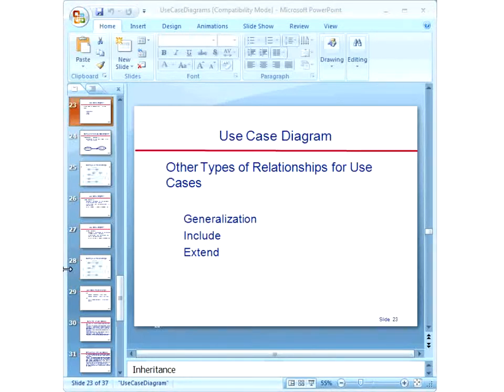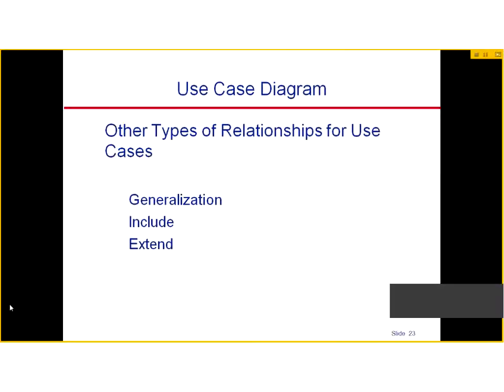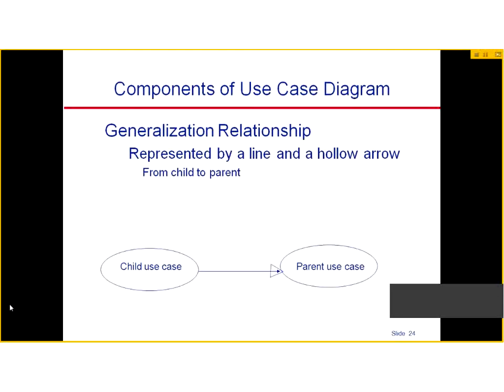Okay, now I'm going to tell you something new, which is the types of relationships modeled in a use case diagram. After this, I'll give you an example to work on. Now, in use case diagrams, you can see certain relationships. One of them is the generalization relationship, the other is include, and the other one is extend.